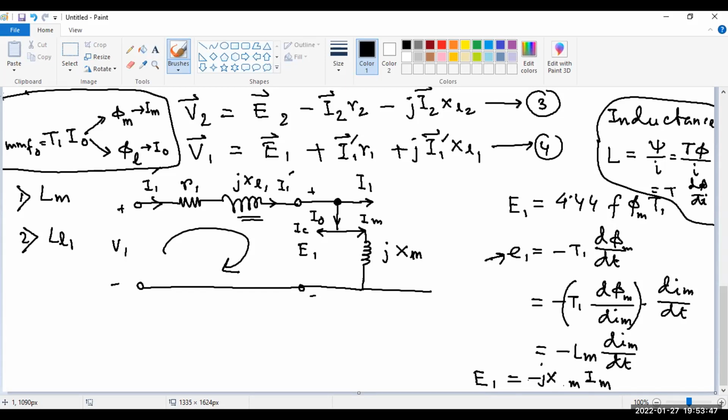So that means the voltage E1 we can think of as the voltage drop across inductance Lm. Across Lm, as if there is a voltage drop E1. Therefore I have drawn it like this.